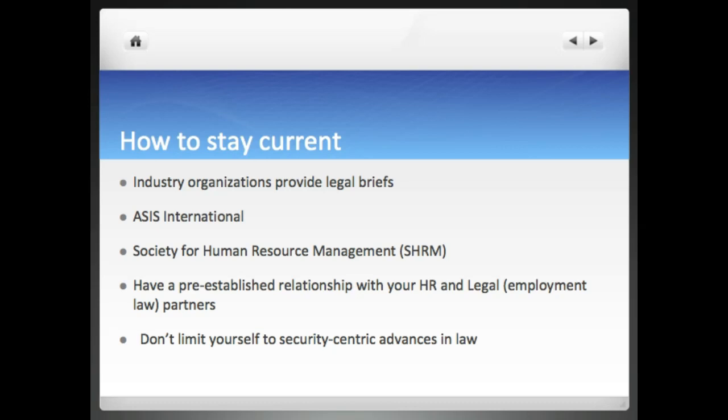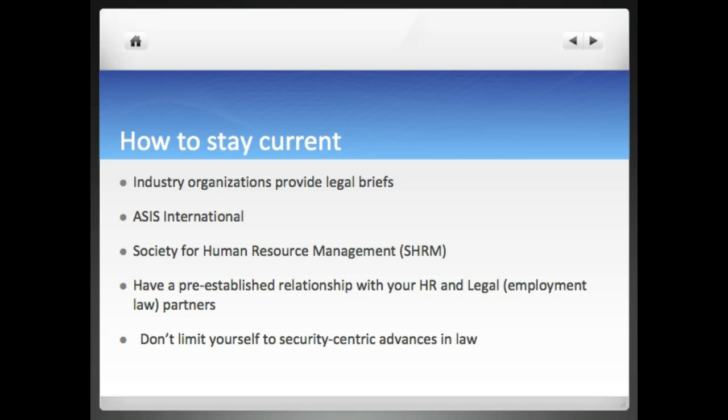When you have a case, you can go to them and say, this is what I'm working on. What should I be worried about? What should I be looking for? What are the legal ramifications here? And don't try to have that relationship start when you're asking that question. Form those relationships early. And also don't limit yourself to security-centric advances in the law and changes in the law. A safety law change may impact you. Again, that downstream stuff. And look, don't kid yourself thinking you're going to stay current on every law that applies to you. You've got to make your best effort. You've got to show that you are taking those efforts to stay current.